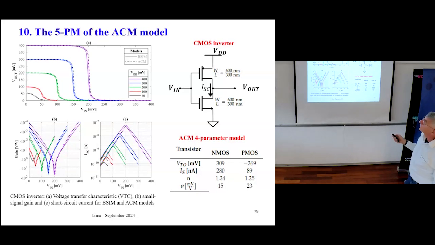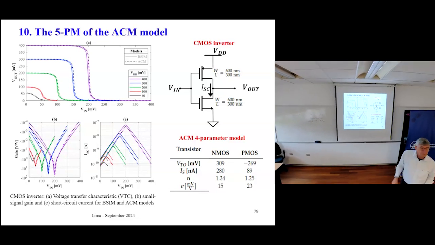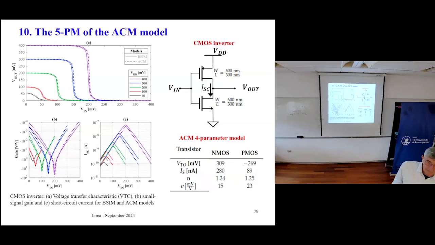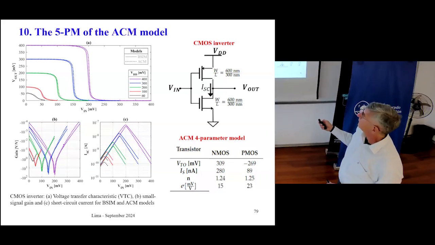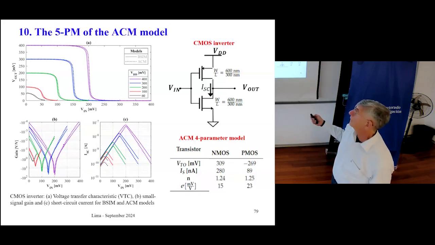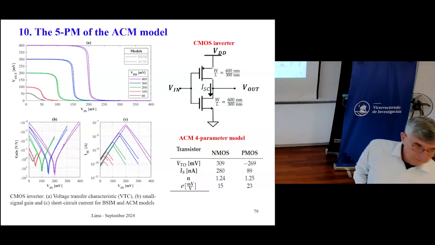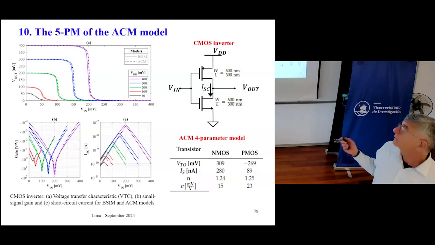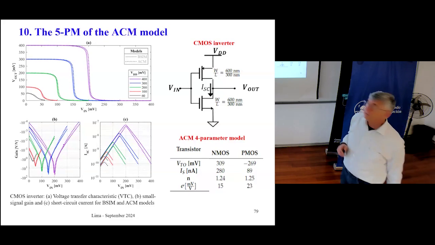Why am I showing this? This device, the digital inverter, is also used as an analog amplifier. Look here. This component has a very high slope here. This is very useful for inverting amplifiers. This is one of the most used topologies for inverting amplifiers, the CMOS inverter.